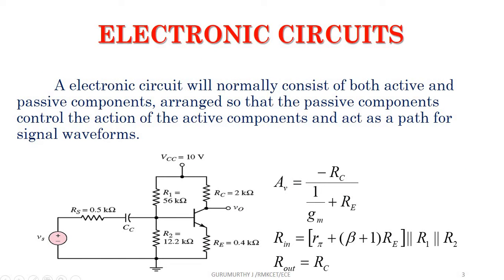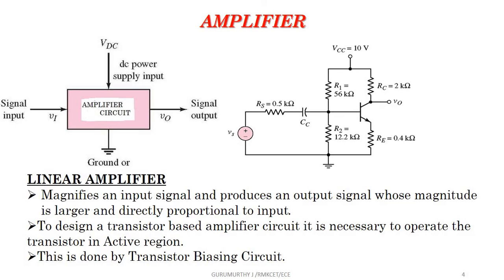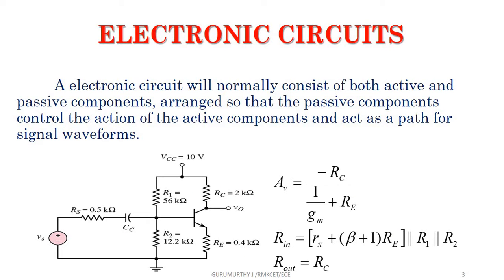So what is an electronic circuit? An electronic circuit will normally consist of both active and passive components arranged in such a way that passive components will control the active component and act as a signal path. If you consider this, this is the input, this is your output.